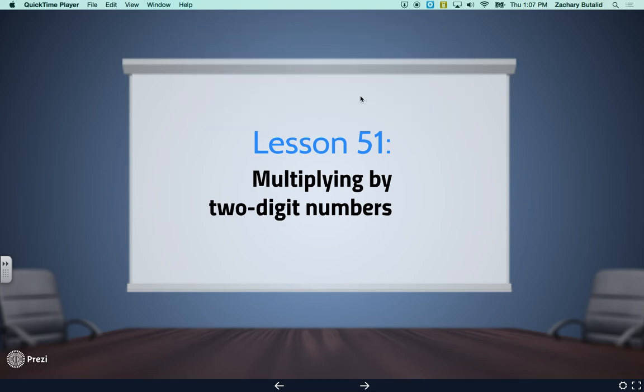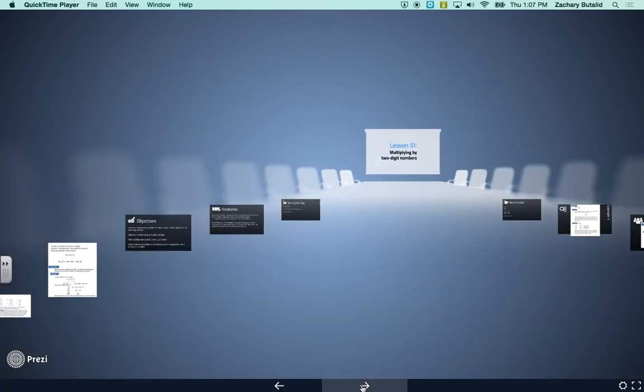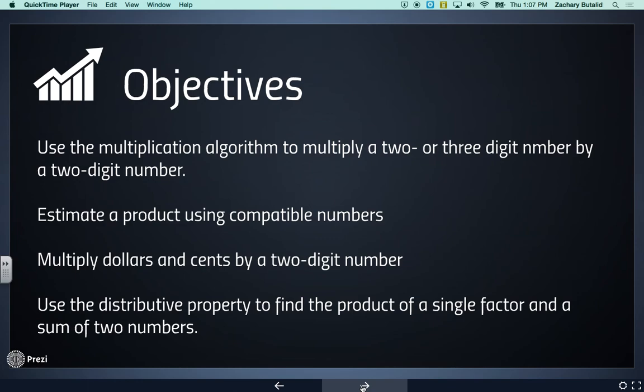Good afternoon, class. We're on lesson 51, multiplying by two-digit numbers. So let's get started. Our objective for today is to use the multiplication algorithm to multiply a two-digit or three-digit number by a two-digit number. Estimate a product using compatible numbers, multiply dollars and cents by a two-digit number, and also we are going to be able to use the distributive property to find the product of a single factor and the sum of two numbers.